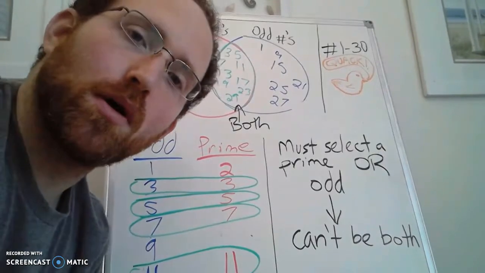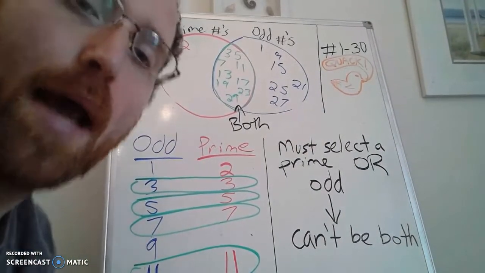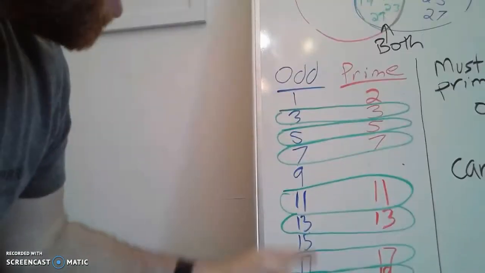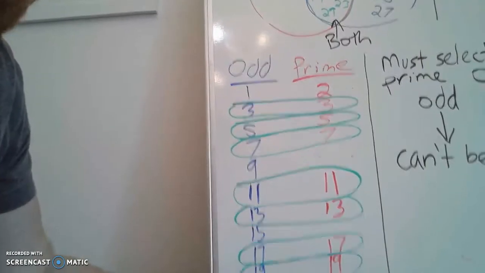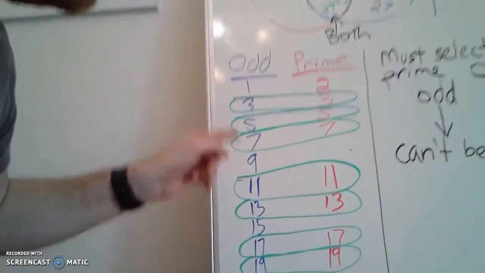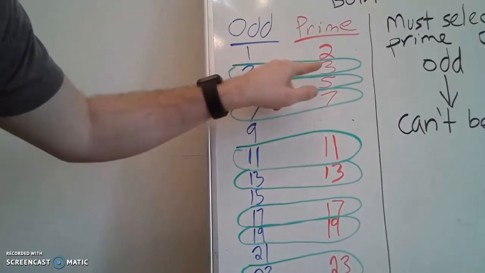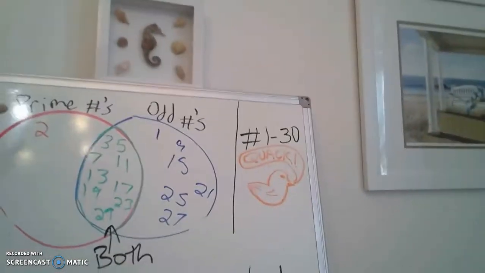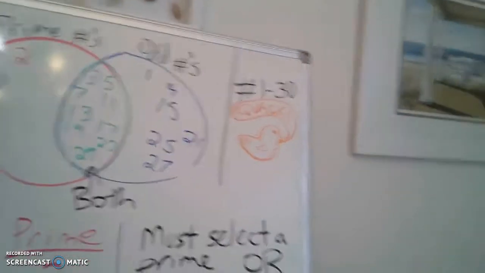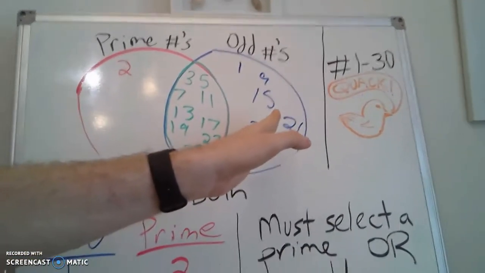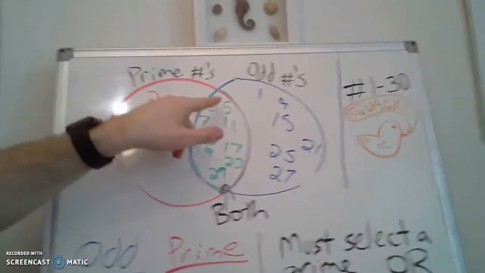So let's go ahead and take a look at the numbers. So I went ahead and I wrote out all the numbers that are odd, all the numbers that are prime, between 1 and 30. Then, I circled the ones that are the same. So this way I know that's an odd and a prime number, right? Then what I did was I went up to my Venn diagram, and I wrote the ones that are only prime here, which is 2, only odd, and then the ones that are both prime and odd.